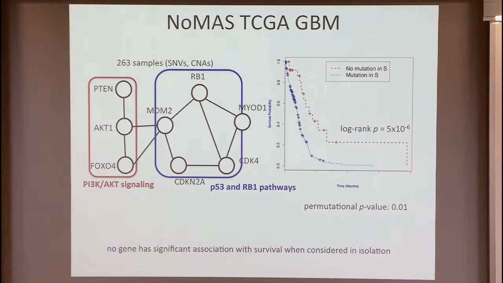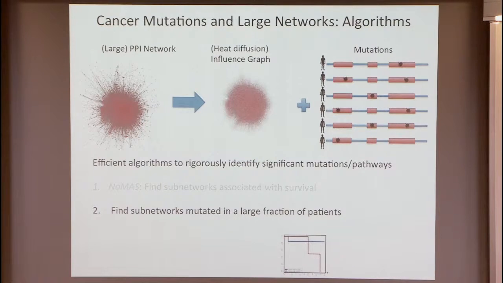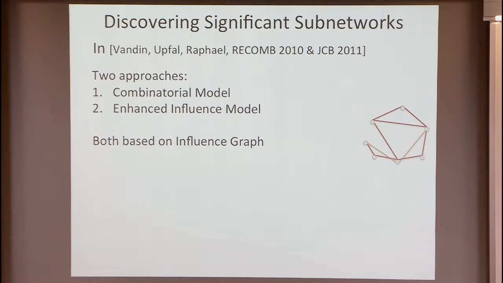Okay, so now I'm going to move to the second problem. It is the problem of finding subnetworks mutated in a large fraction of patients. I'm presenting this problem at the end, but historically, I should have presented it before, because this is a problem that we formulated in exactly the same way I'm going to use here in the paper that was at Recomb 2010, in collaboration with Eli Upfal and Ben Raphael, in which we had two approaches that we suggested to identify sets of genes that were mutated in many patients.